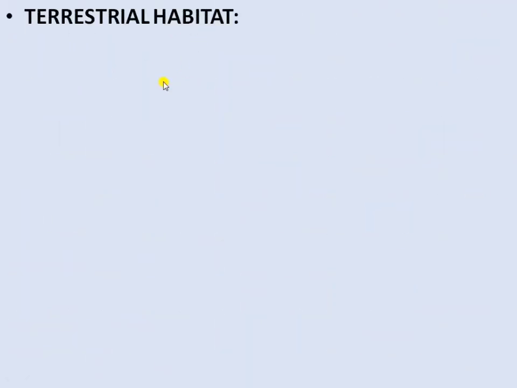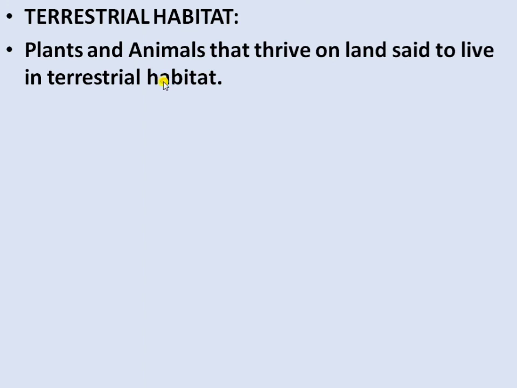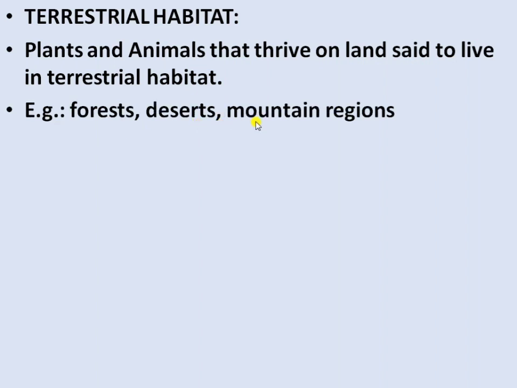Next is about the terrestrial habitat and the aquatic habitat. The animals which live in a terrestrial habitat are called terrestrial animals, or the plants and animals that thrive on land are said to live in a terrestrial habitat. For example, forest, desert, and mountain regions are examples of terrestrial habitats.